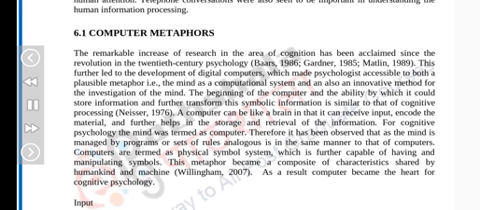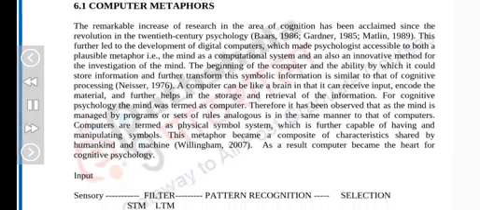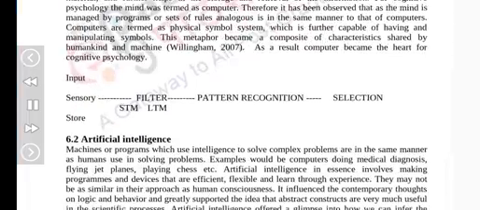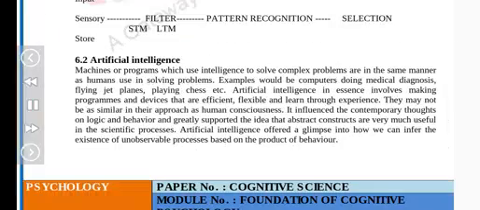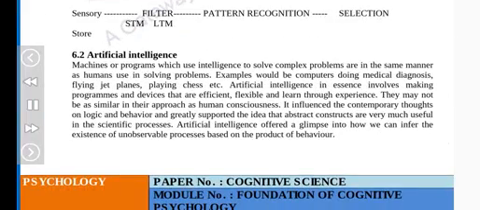Computers are termed as physical symbol systems, which are capable of having and manipulating symbols. This metaphor became a composite of characteristics shared by humankind and machine (Willingham, 2007). As a result, the computer became the heart of cognitive psychology. Input, sensory filter, pattern recognition, selection, STM-LTM, store.